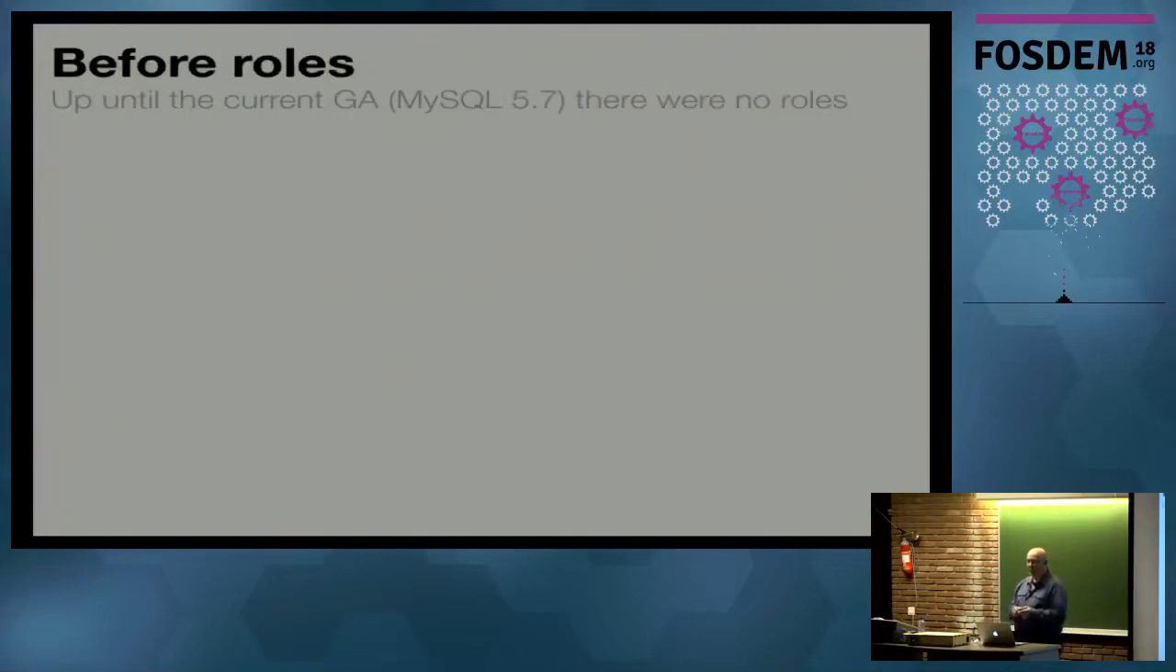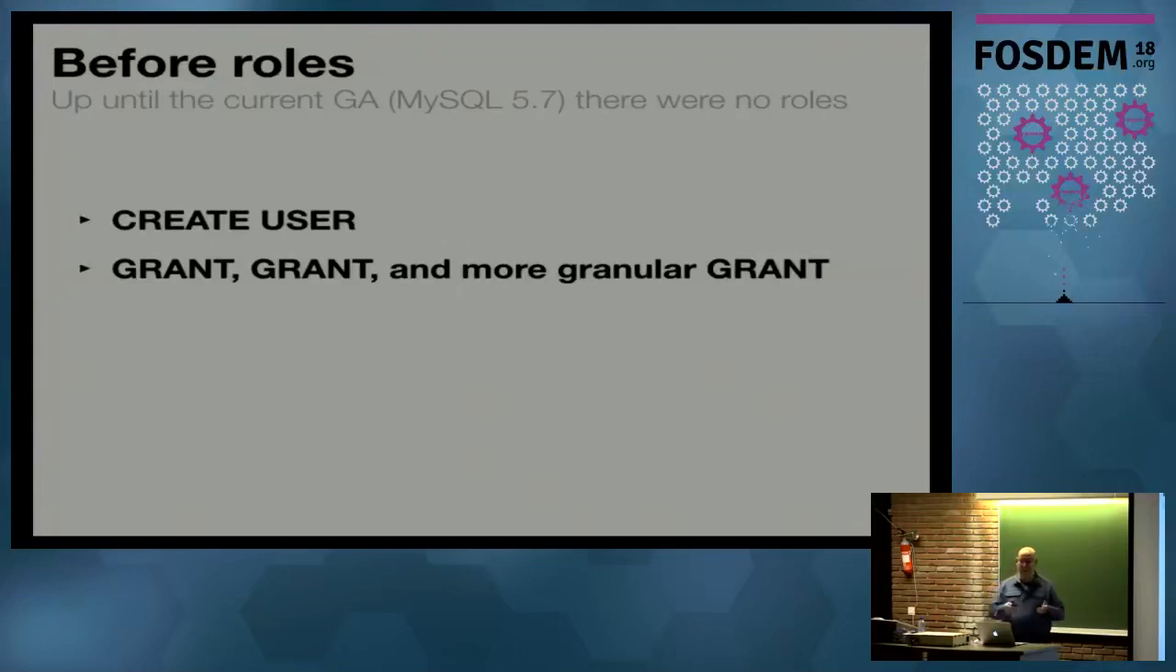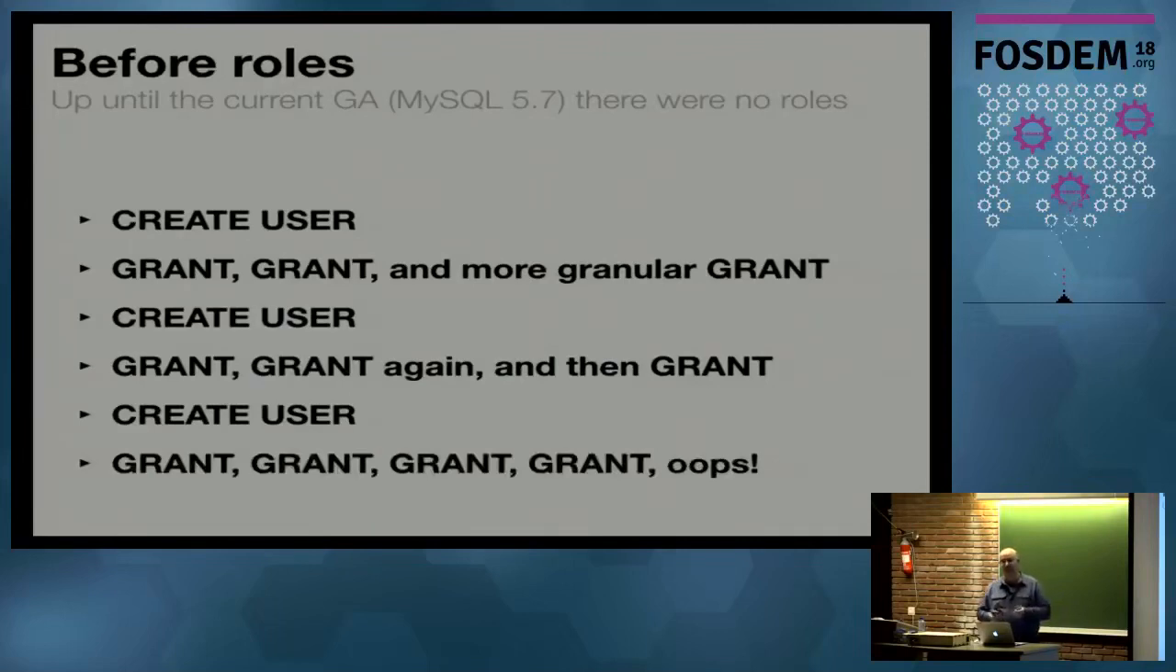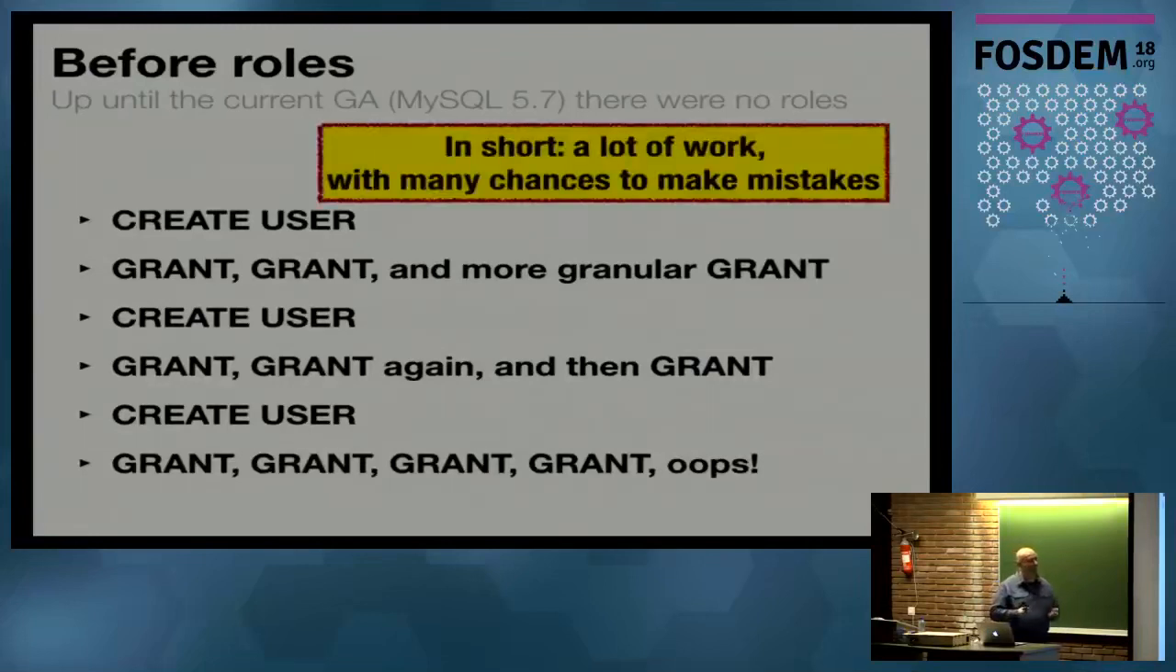So before roles, meaning in MySQL up to 5.7, what did you have to do to authorize somebody to use a database? You create a user, and then you grant to that user. Then we have another user with similar access. So you create the user and grant again a lot of things. Create the user, grant, until you make a mistake. So it's a lot of repetitive work, and there is a lot of chance to make mistakes.